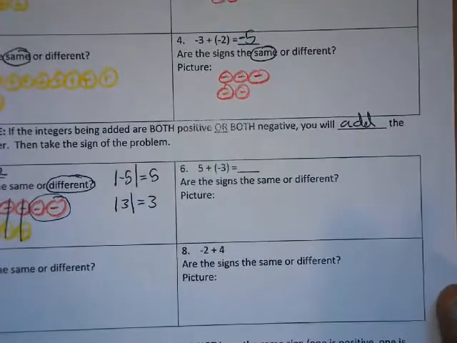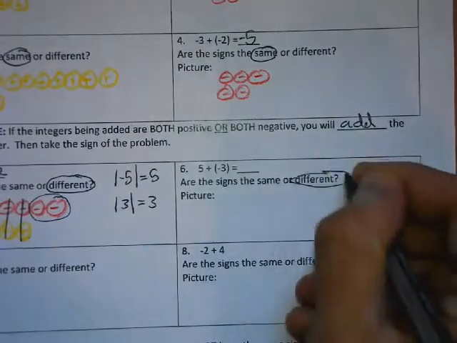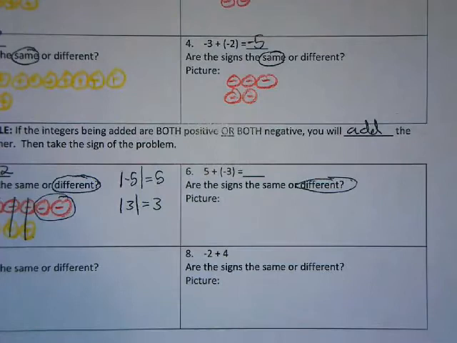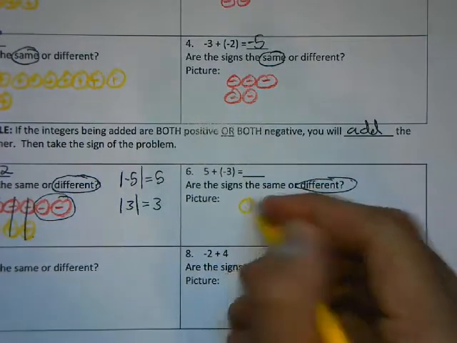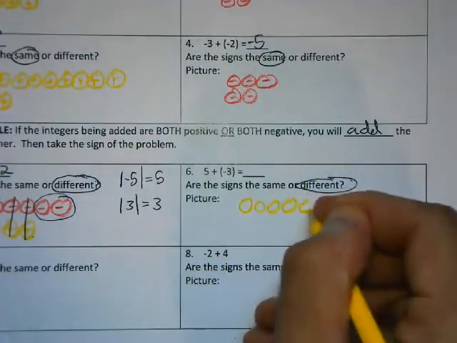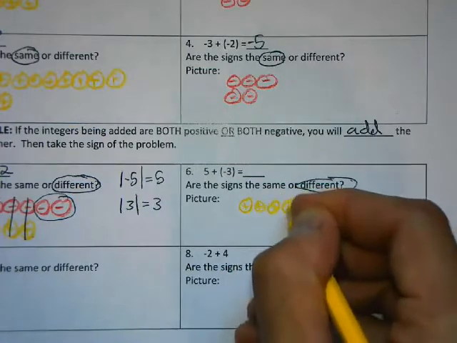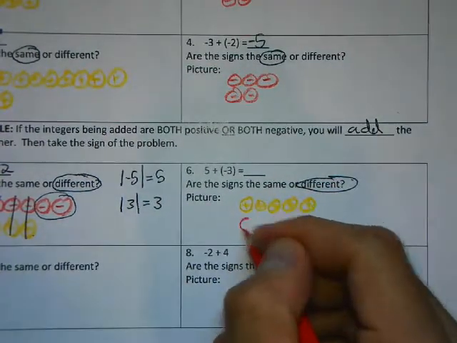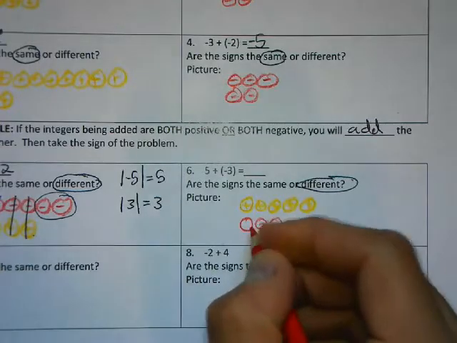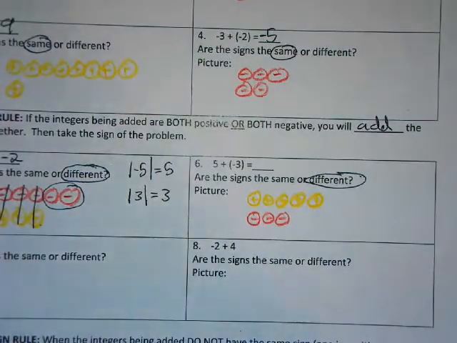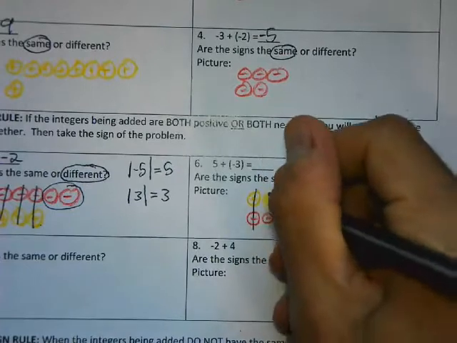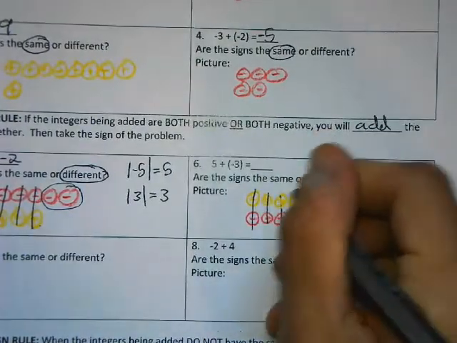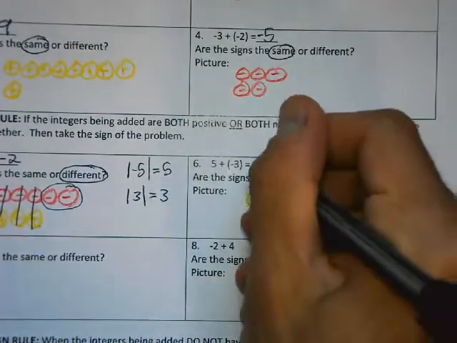5 plus negative 3. The signs are different, and I'm going to start with 5 positives this time. Okay, and I'm going to add 3 negatives. There we go. And just like last time, I've got 0 pairs. I can cancel those 0 pairs out. And what I've got left are 2 positives.